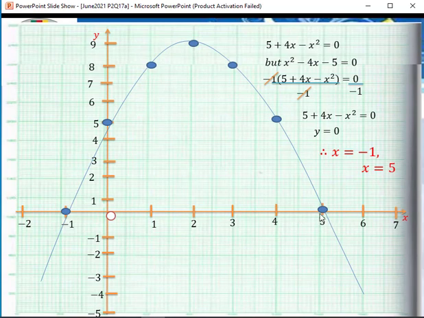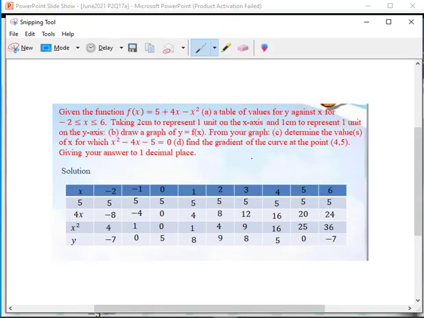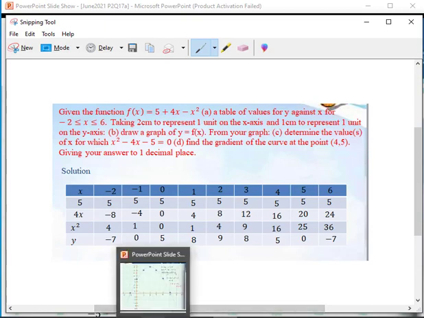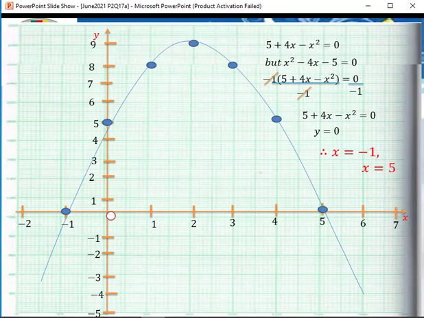Okay, that's that. The next question is saying that we should find the gradient of the curve at the point (4, 5), giving your answer to 1 dp. To look for the gradient of a curve at a point, we need to draw a tangent on that curve at that point. And what point are we looking for? (4, 5) means that when x is 4, y is 5. So they will meet at this point here.